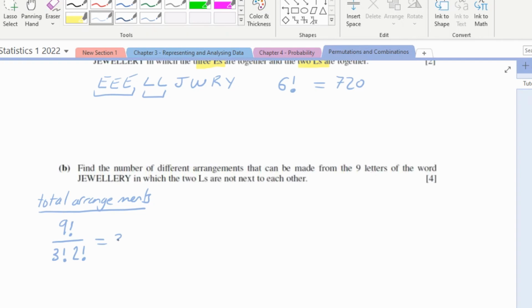And what's that? 3240. And then we're going to subtract from that the L's next to each other. So what are the L's next to each other going to be? Well, we can go LL, we'll treat that as one, and then all the other stuff we'll treat as individuals.